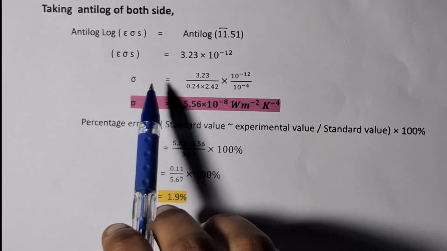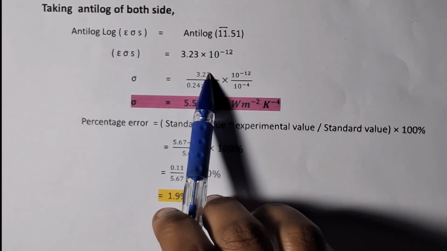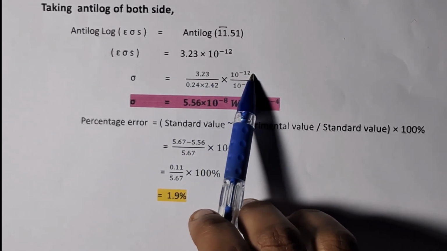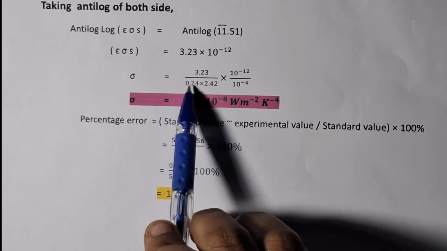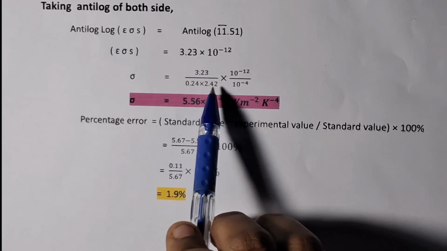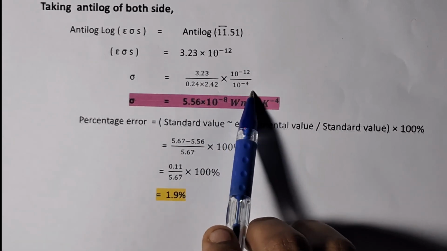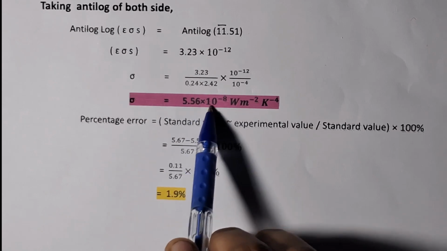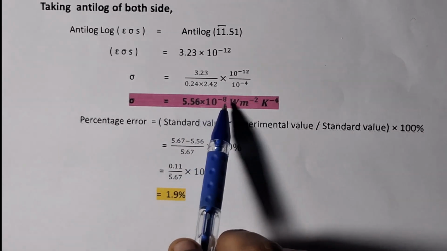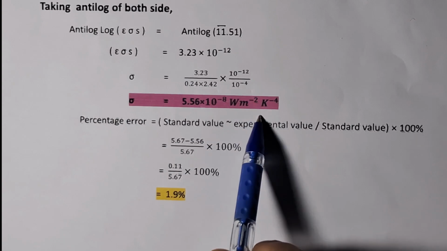So sigma is equal to 3.23 into 10 to the power minus 12 divided by epsilon into S, so 0.24 into 2.42 into 10 to the power minus 4. So the value of sigma is 5.56 into 10 to the power minus 8 watt meter to the power minus 2 Kelvin to the power minus 4.